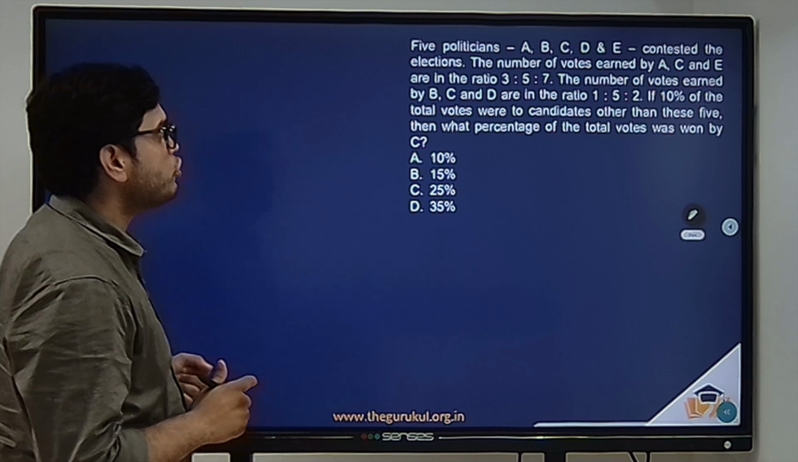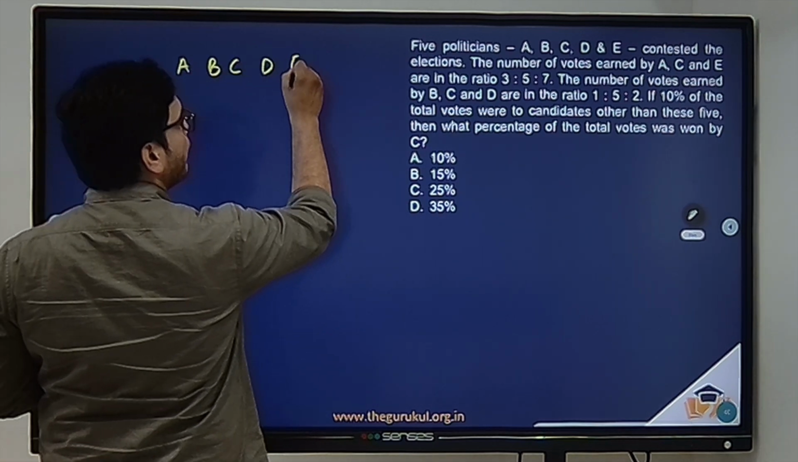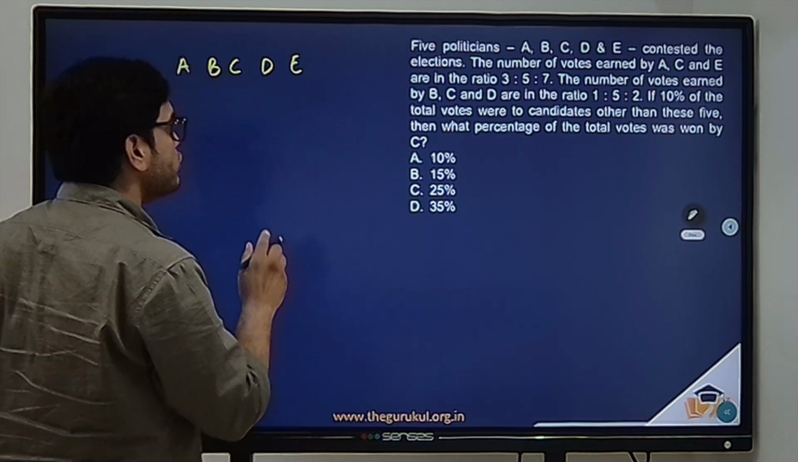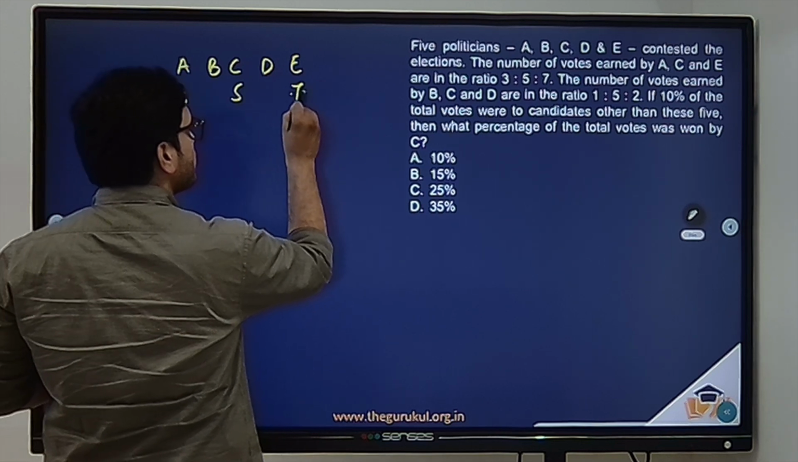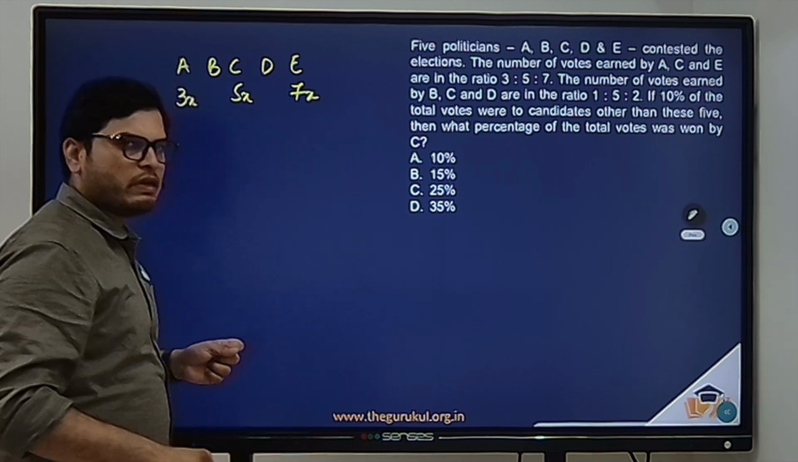Now coming to the second question, 5 politicians A, B, C, D and E contested the elections. The number of votes received by A, C and E are in the ratio 3:5:7. So if this is 3x, this would be 5x and this would be 7x votes.